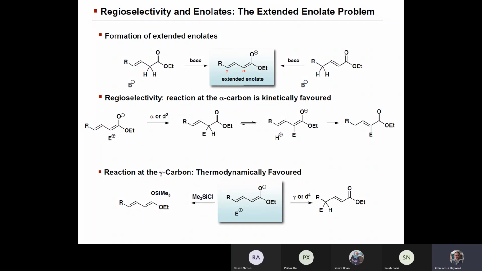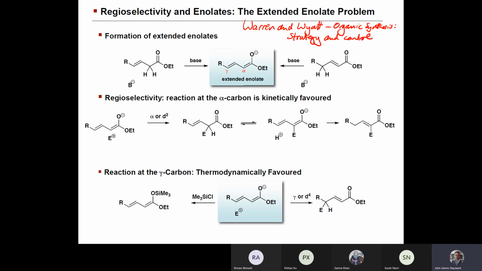Okay, so there's no real textbook that talks about this. There is one by Warren and Wyatt, Organic Synthesis, I think it's Strategy and Control.